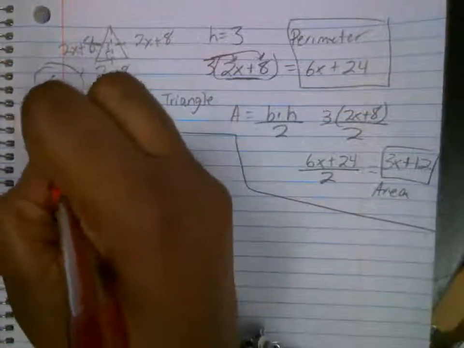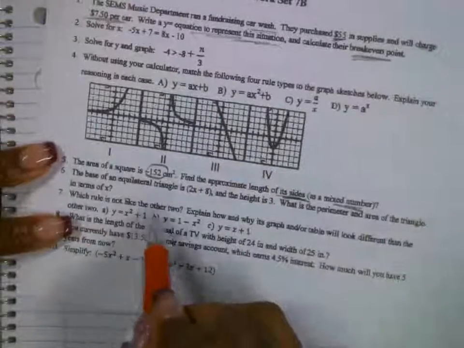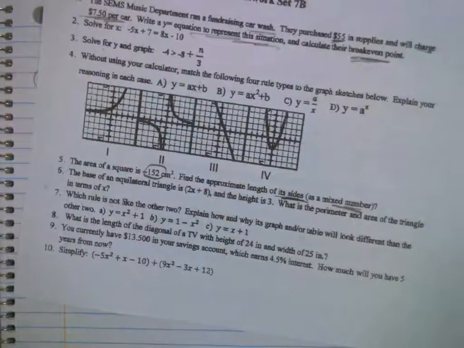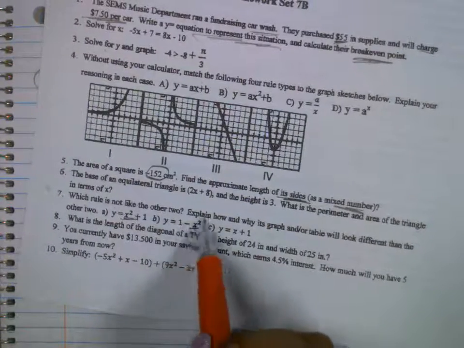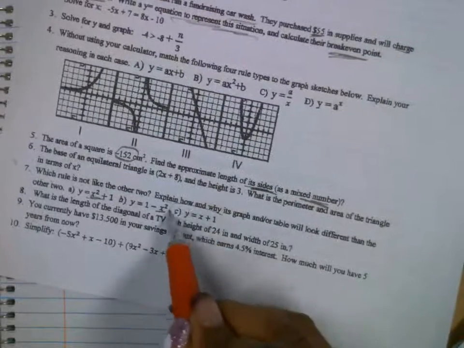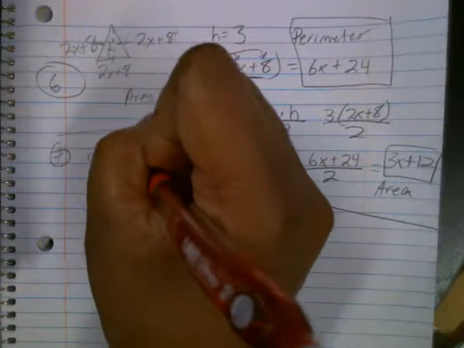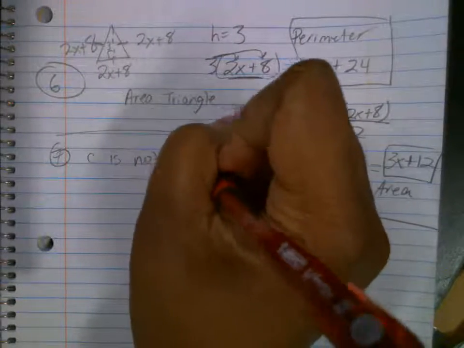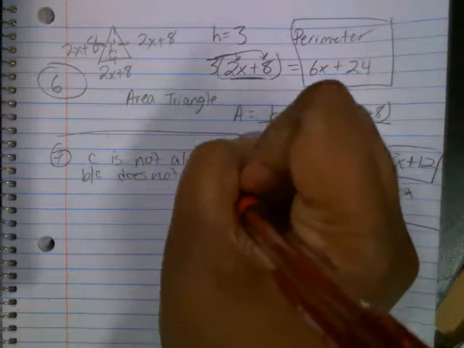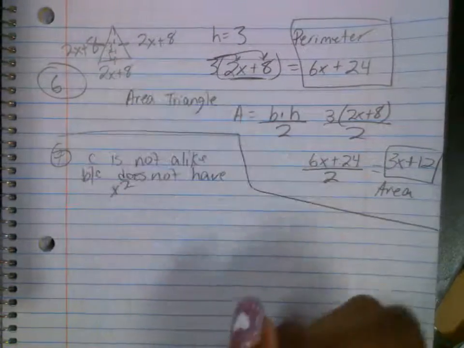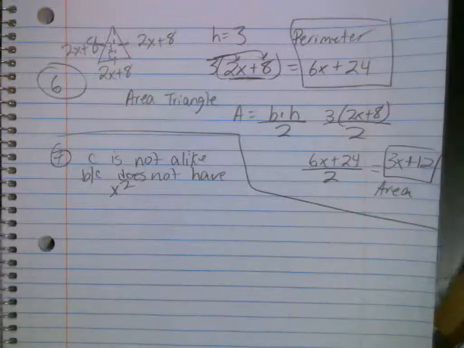Okay, so we have number 7. It says which is not like the other two. Let's look at the ones that are alike. This has an x squared in it. This has an x squared. These are the ones that are alike. So the one that's not alike is C. C is not alike because it doesn't have what? Very good. It does not have x to the second power. X squared. Okay? You got it?